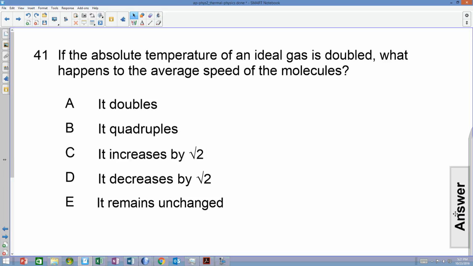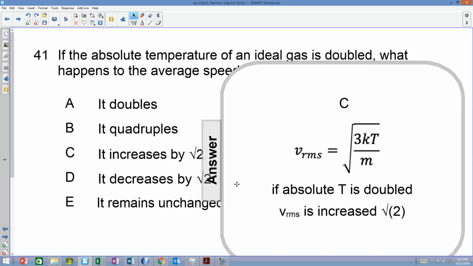So let's take a look at the correct answer. The correct answer for this problem is C. The root mean square speed is equal to the square root of 3kT over m. If the temperature is doubled, then the root mean square velocity is going to increase by the square root of 2.